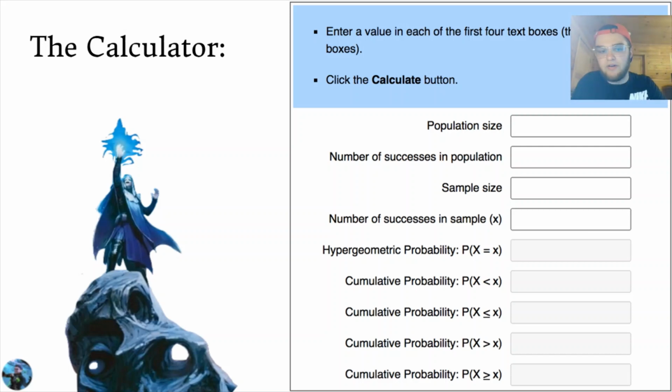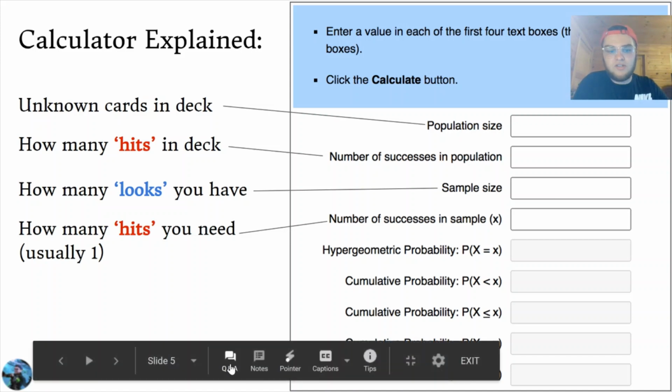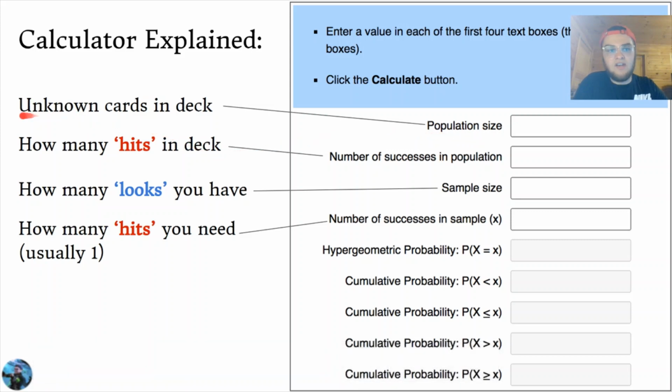So this is what the calculator looks like, and this is what all the things mean. So population size, let's get the little pointer going. Population size is the number of unknown cards in your deck. So if you scry things to the bottom, then you know you're not going to possibly draw them or see them on the top, right? So we can exclude those. Obviously, if you shuffle your library, all the cards are unknown. So this is typically going to be 53.